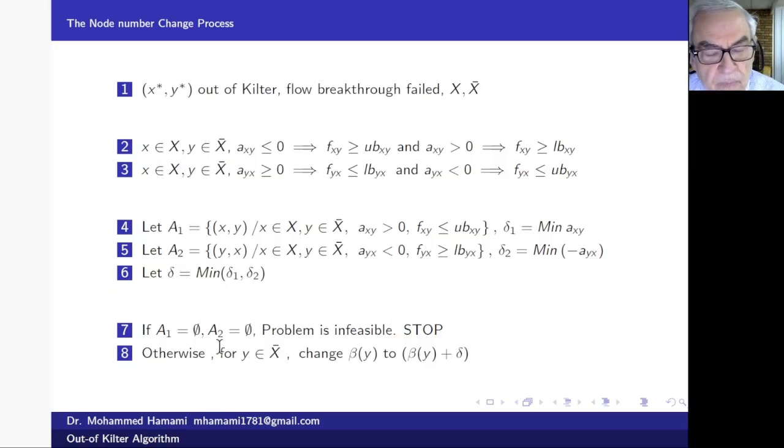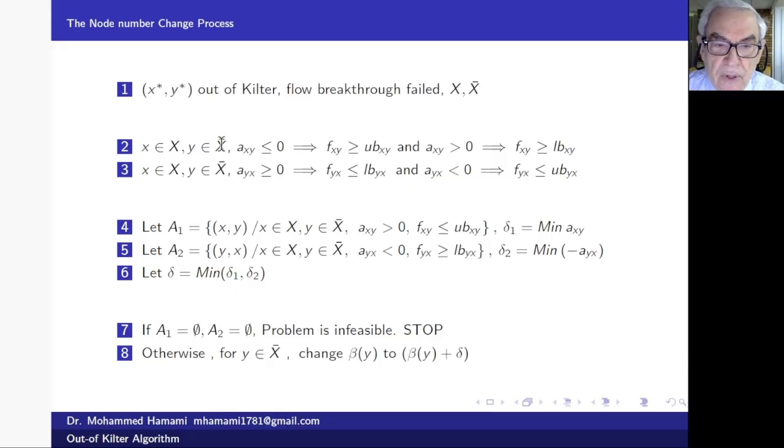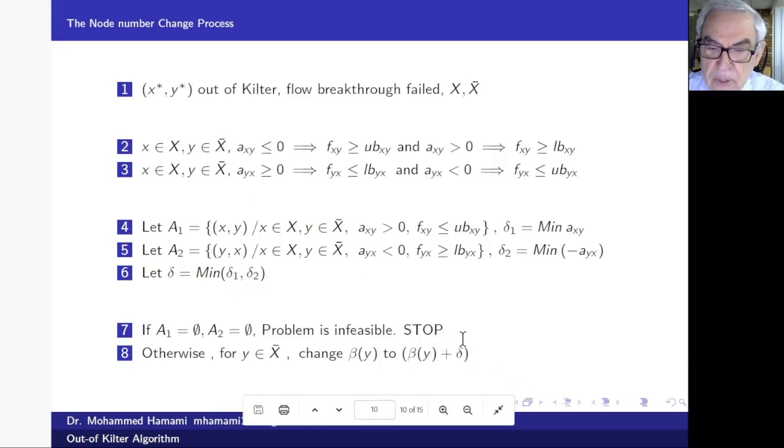Or if one or the other is non-empty, or both are non-empty, then we're going to change the dual variables. In this case, we're going to keep the flow fixed, and we're going to change the dual variable. So we're going to add this delta to all the node numbers in x bar, the y's in x bar. We're going to add delta to their dual variables, and we're going to keep the node numbers for the set x the same. So we're just going to touch the nodes in x bar.